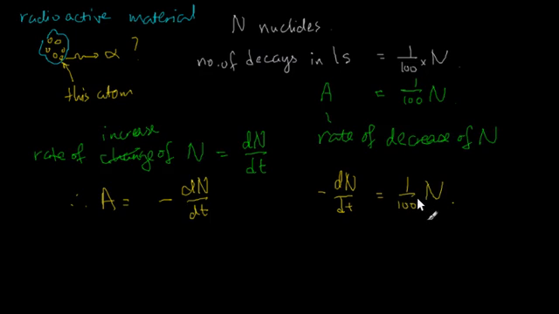And this can actually be solved for n. I shan't go into the detailed mathematics of how to do it. I'm just going to write down the solution directly. So the solution for this equation would be n is equal to n naught times e to the power of minus 1 over 100 times time.